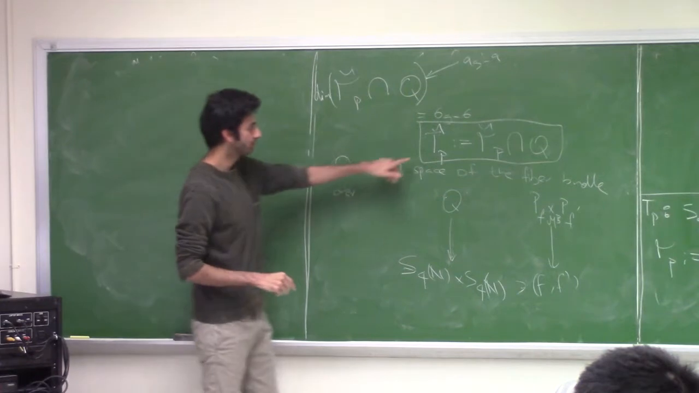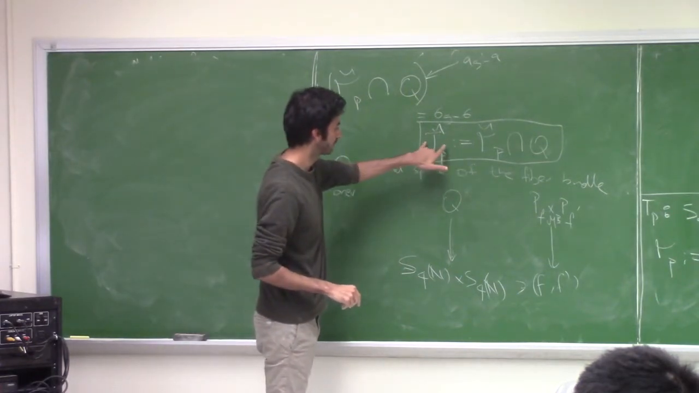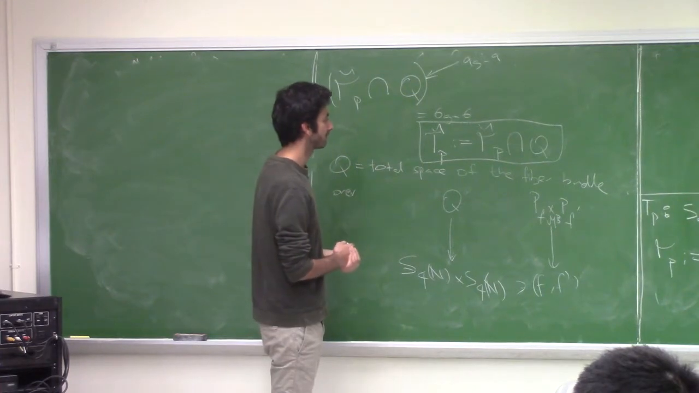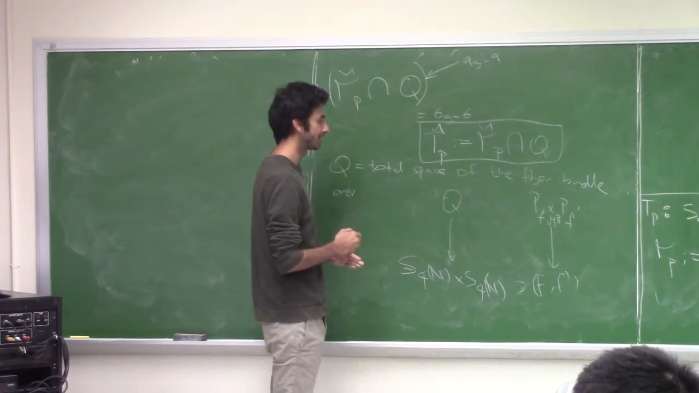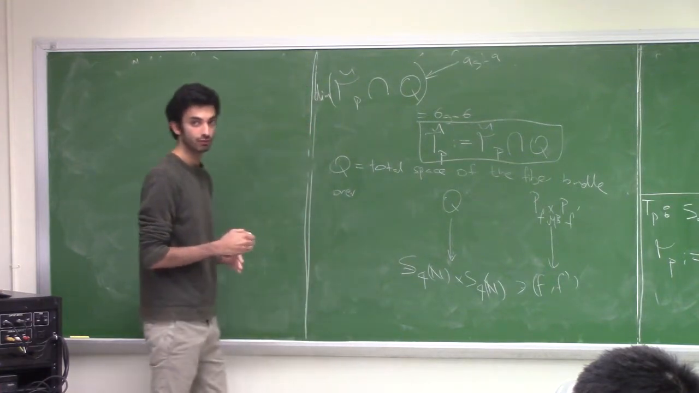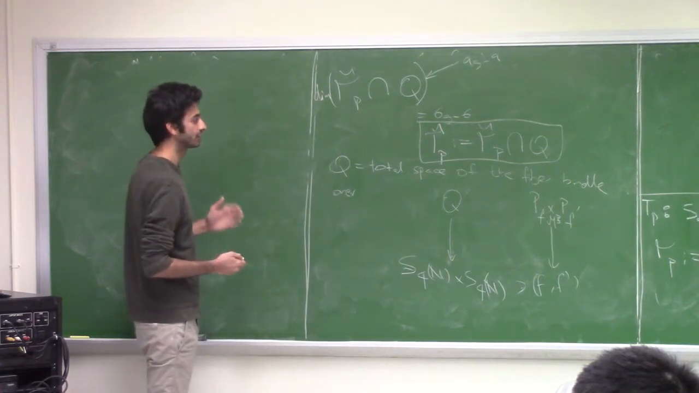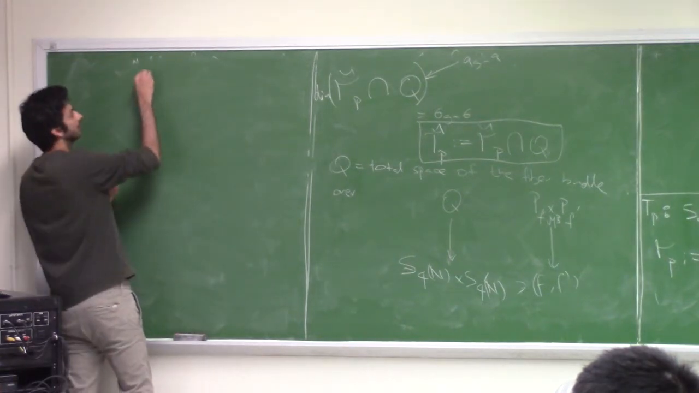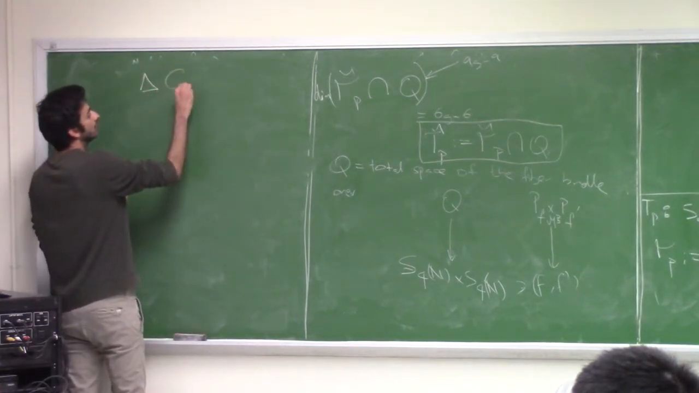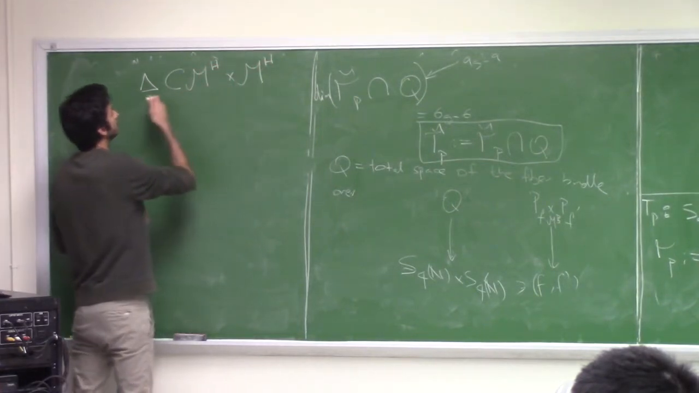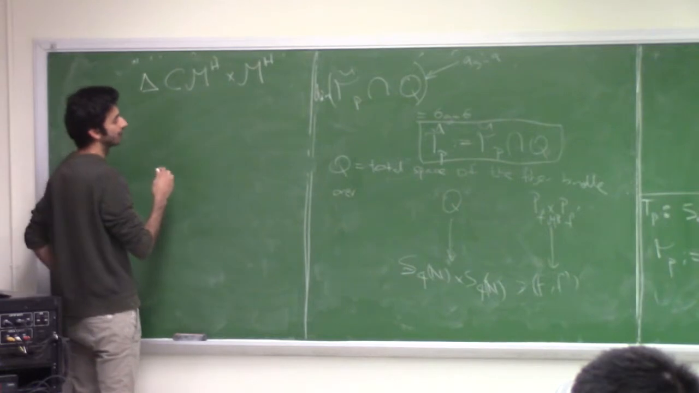Now we have a subvariety of half the dimension. If we also have another subvariety of half the dimension and we intersect them, they will intersect in 0-dimensional cycles. And that will give you the number of intersection points. And the obvious half-dimensional cycle is the diagonal in M_H cross M_H. So the diagonal contained in M_H cross M_H.